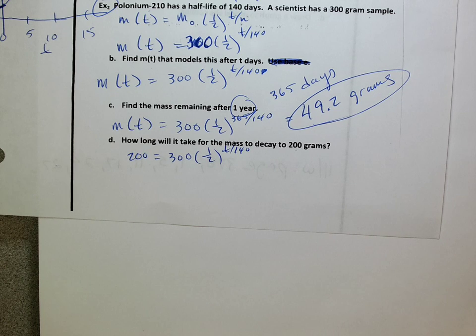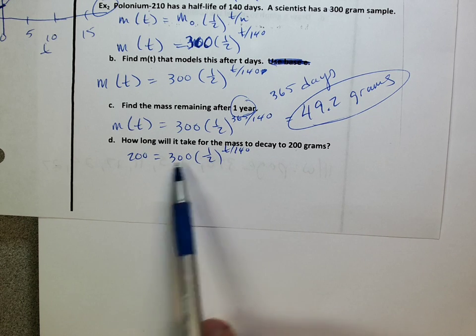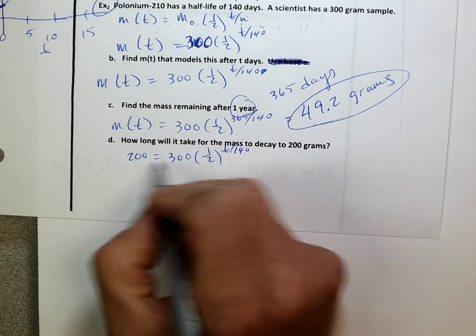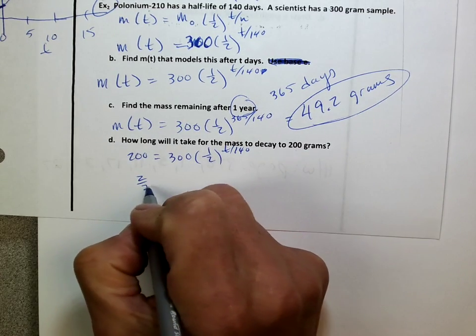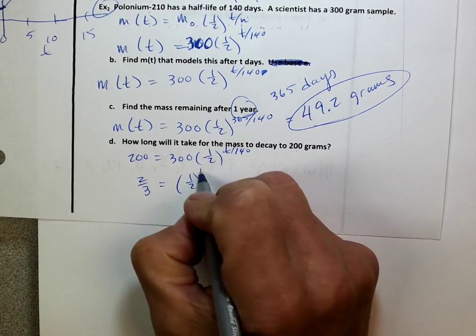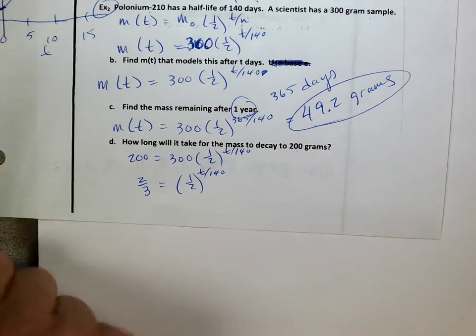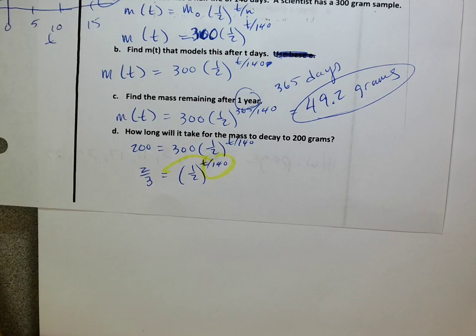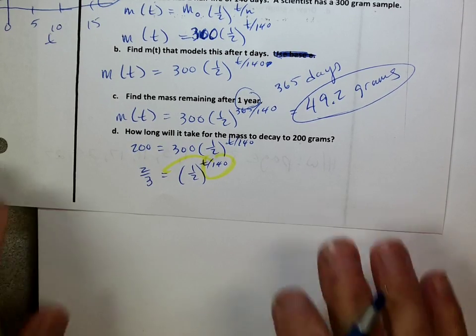Alright, so to solve for T, first of all, let's just get rid of the 300. Divide by 300. If I divide by 300, I've really got 2/3 equals 1/2 to the T over 140. But I need to get this exponent down, so I have to take the log of it. I'm just going to use a regular log. I'm not going to use an E or anything.